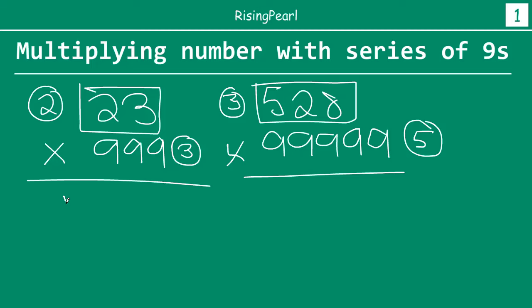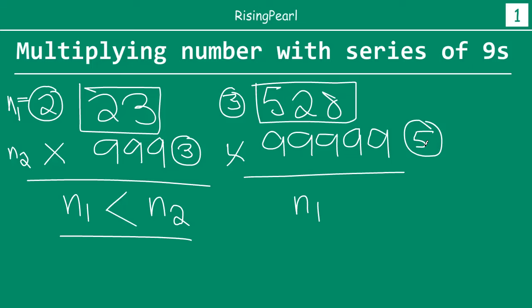That means if n1 equals the number of digits in the random number, then n1 is less than n2, where n2 is the number of digits in the nines. So here n1 is 2, n2 is 3, so n1 is less than n2, and similarly here n1 is 3 and n2 is 5, so n1 is again less than n2. So in this video we are going to look at this scenario and find out how we solve these multiplications.